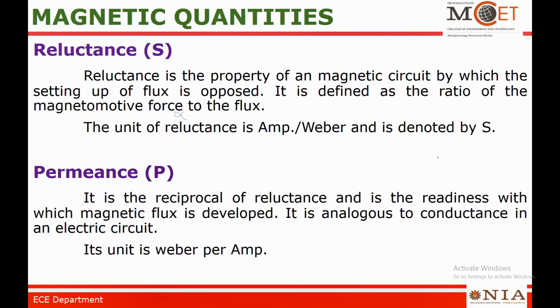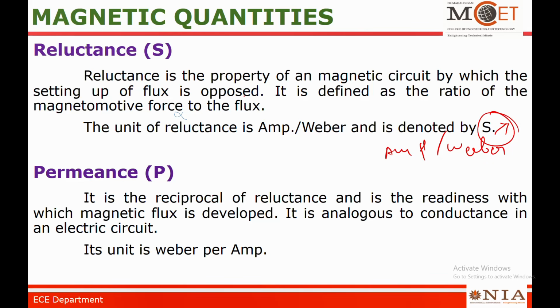The other definitions are S and P, the reluctance and the permeance. The reluctance is a property of the magnetic material by which the setup of flux is opposed, which means it is defined as the ratio of the magnetomotive force to the flux. The unit of reluctance is ampere per Weber, denoted by S. Permeance is directly reciprocal to the reluctance S.